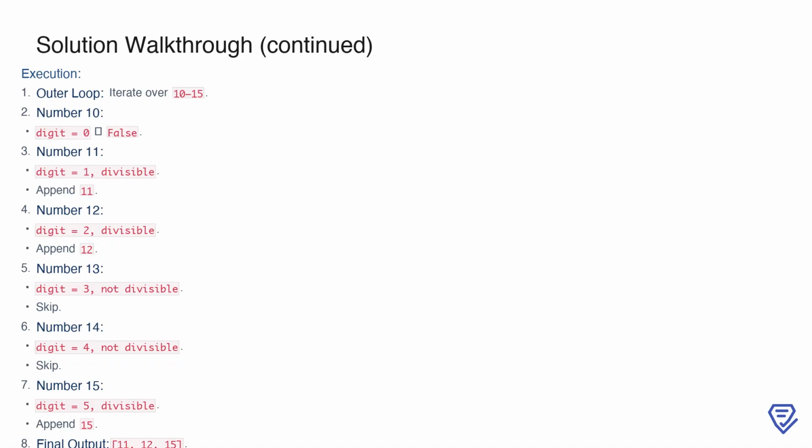For 13, the last digit 3 does not evenly divide the number, so we skip it. Similarly, for 14, the digit 4 is not a divisor of the number, so it is also skipped. Finally, for 15, both digits, 1 and 5, divide the number evenly, making it a valid self-dividing number. The output for this range is 11, 12, 15.